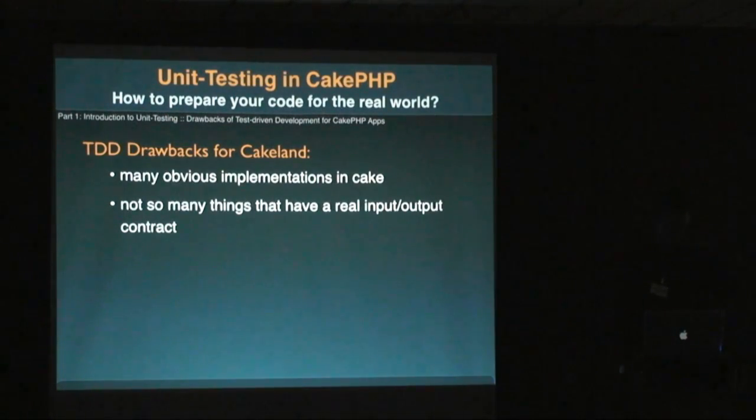Yeah, and due to the MVC pattern, you have very few things that actually have that kind of contract, the mapping between input and output that is so needed to unit test them correctly. Because, well, let's remember, unit testing is about putting in some input and then comparing it to the expected result.